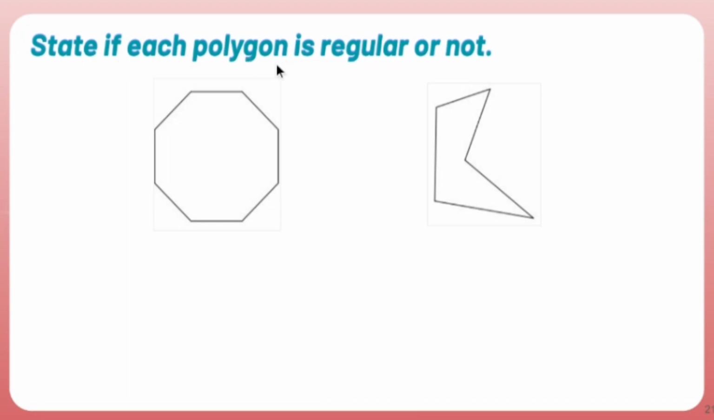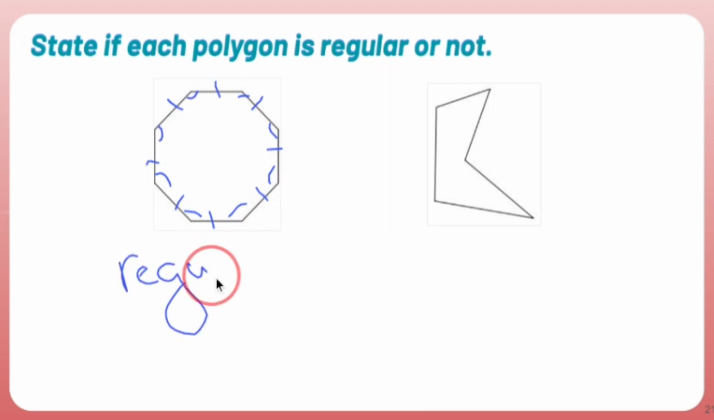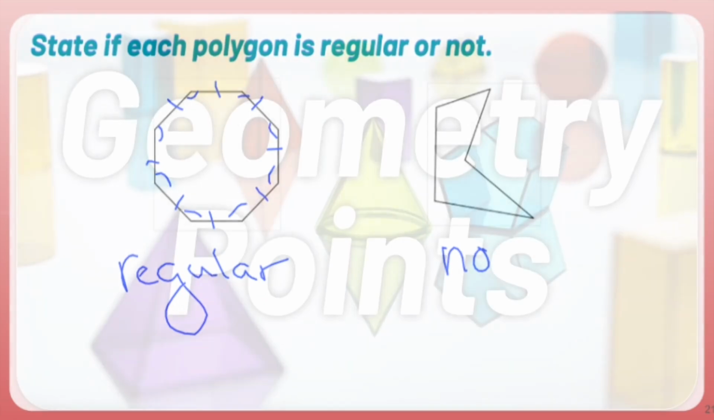State if each polygon is regular or not. A polygon is regular if all the sides are congruent and all of the interior angles are congruent. So you look like you are all congruent, and you look like you're all congruent. So I would say, yeah, that's regular. You, no. I don't even have to mark anything. That's obviously not a regular shape. Okay? So regular, not regular, done.